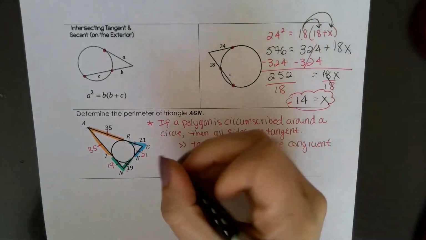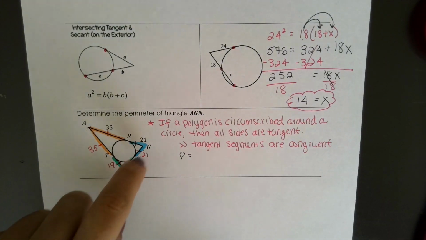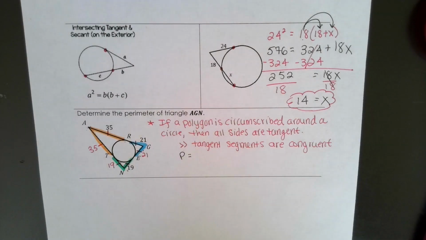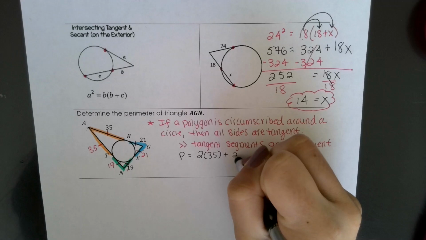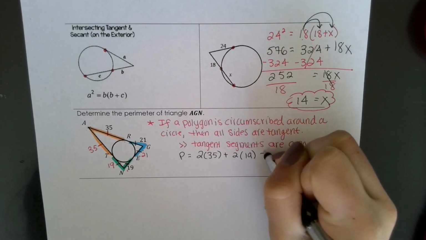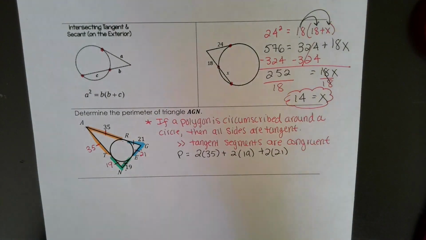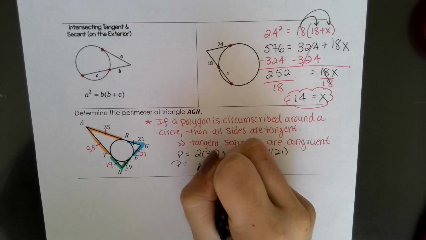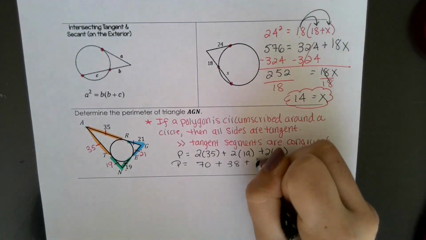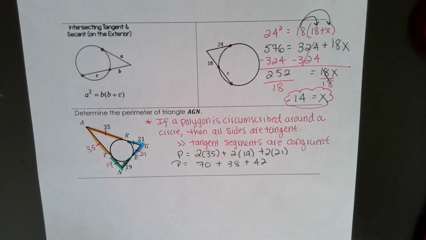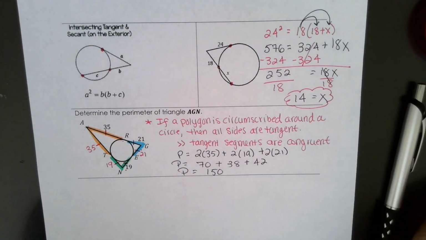And for perimeter, you're just going to add all these values. Now you can go ahead and do 35 plus 19 plus 19, 21, 21. But because I have 2 of everything, I'm just going to multiply by 2. I have 2 times 35 plus 2 times 19 plus 2 times 21. Okay, so now order of operations, you're going to multiply first. I get 70 plus 38 plus 42. And when I add them all together, my perimeter is going to give me 150.